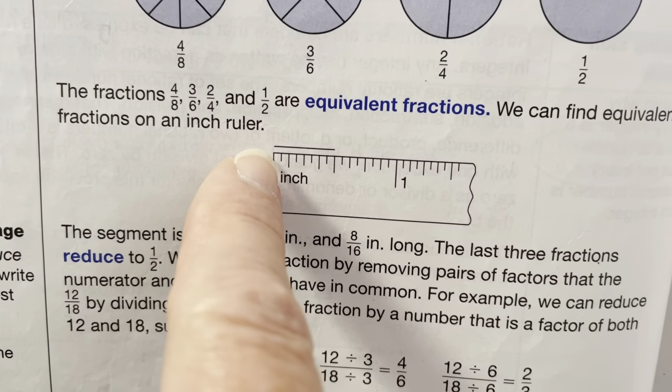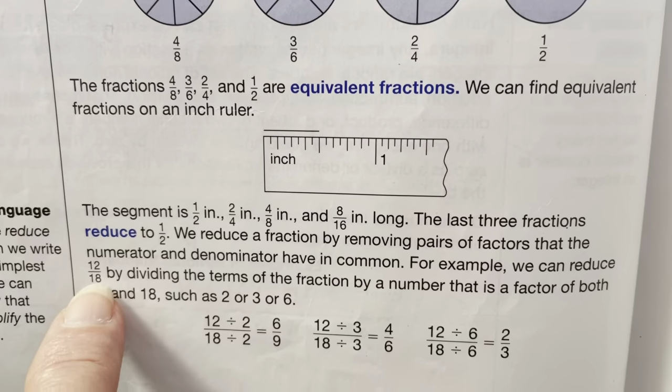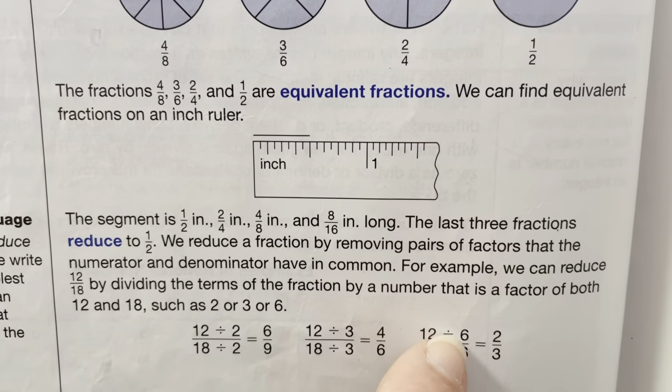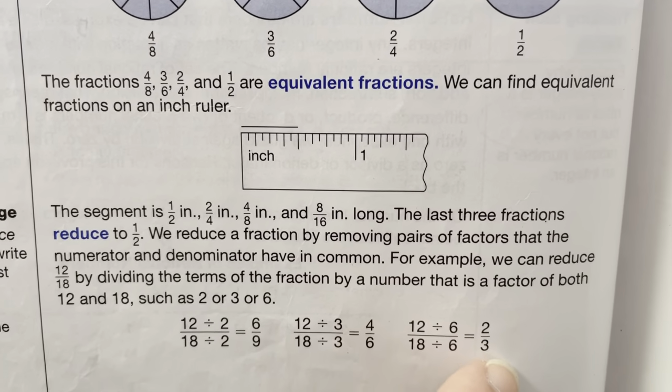For example, we can reduce. Now, this word has gone out of vogue. We usually don't use reduce because we are not changing the size of this fraction at all. Usually this word is replaced with simplify. We can simplify 12/18 by dividing the terms of the fraction by a number that is a factor of both 12 and 18, such as 2 or 3 or 6. So if we want to simplify it down as far as we can, we're going to divide by 6 on the top and 6 on the bottom to get 12 divided by 6 is 2, 18 divided by 6 is 3.